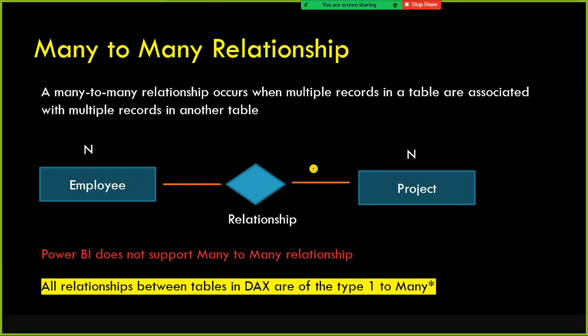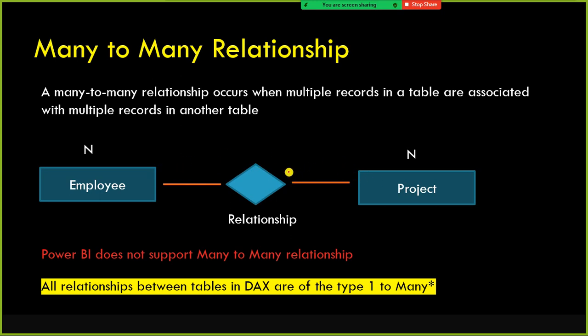Okay, next one is the many-to-many relationship. An employee can work on multiple projects, and a single project can have multiple employees. This is the example for a many-to-many relationship. In general, a many-to-many relationship is not recommended. But in the real world, when it comes to business scenarios, you will face many-to-many relationships also.